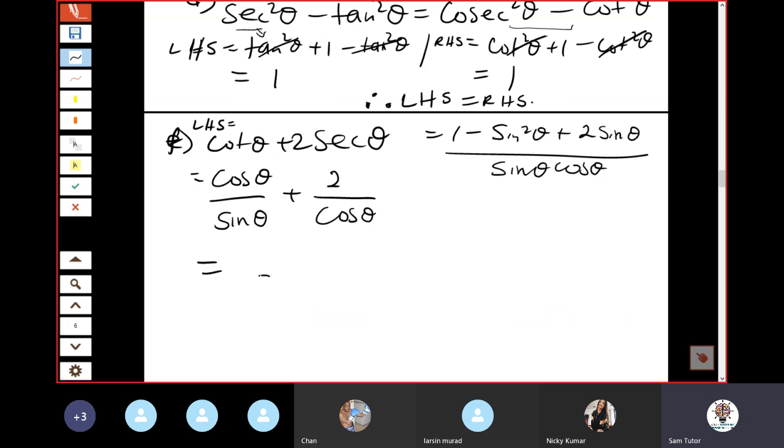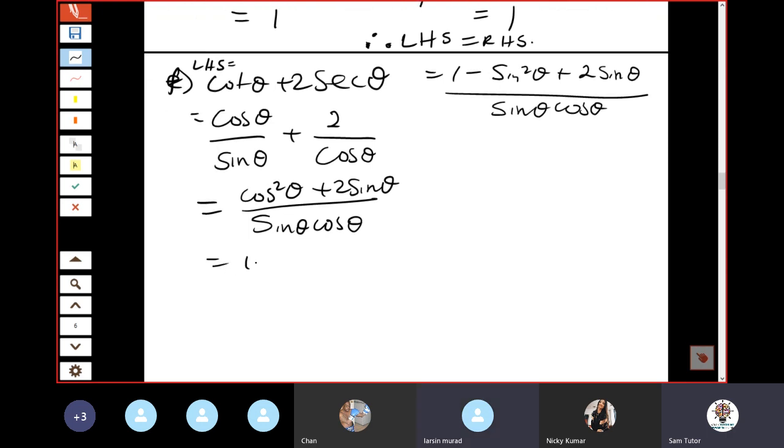Common denominator. Cross multiply. I think we're done. That was easier than I thought. Cos squared plus 2 sine. Look, the denominator is there. 2 sine theta, 2 sine theta. This one just says 1 minus sine squared. Well, you know that cos squared is that.